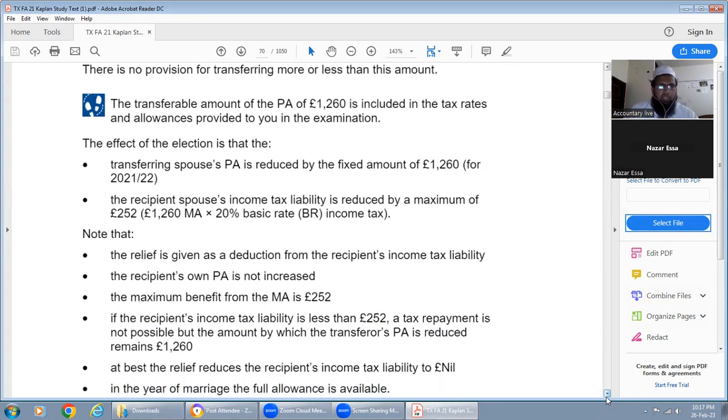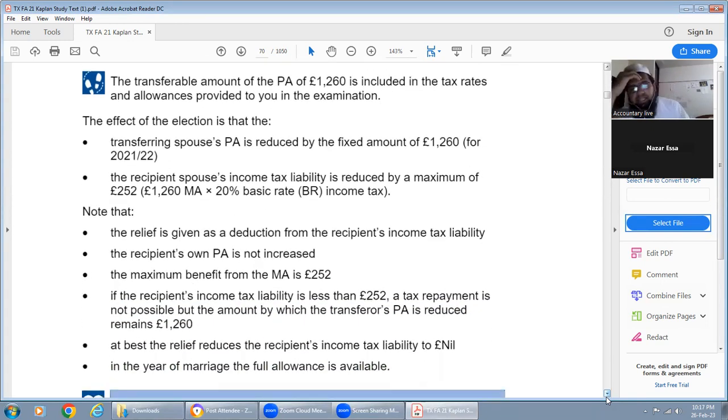Note, the relief is given as a deduction from the recipient's income tax liability. You can subtract this from the income tax liability. The recipient's own personal allowance is not increased. His own personal allowance will not be increased. You can just use this to reduce his tax liability. The maximum benefit from the marriage allowance is 252 only.